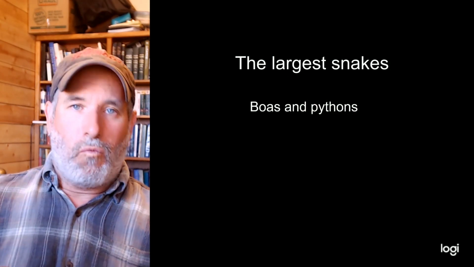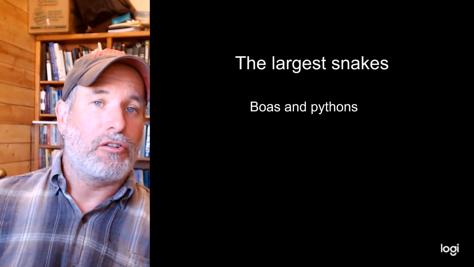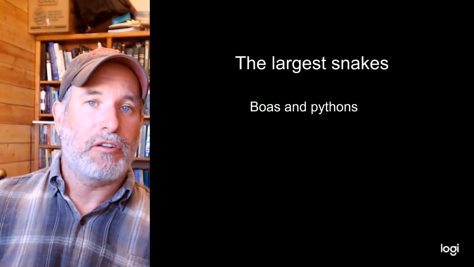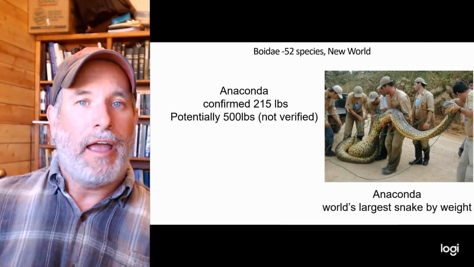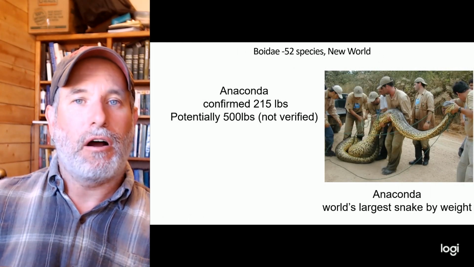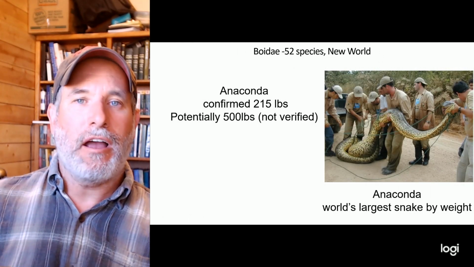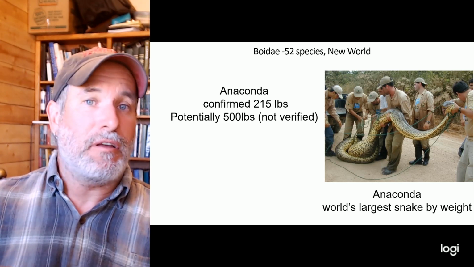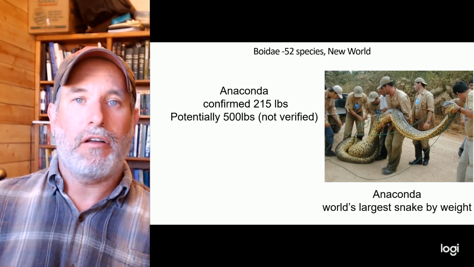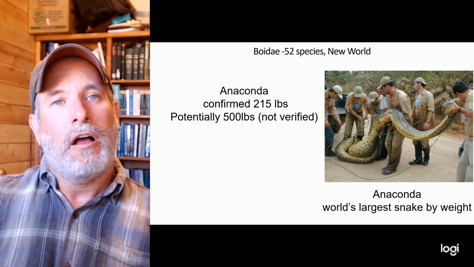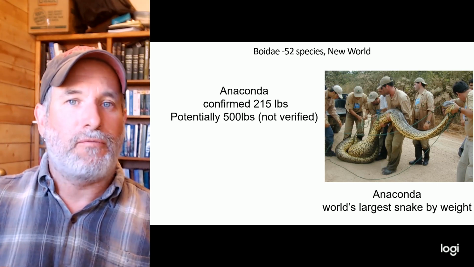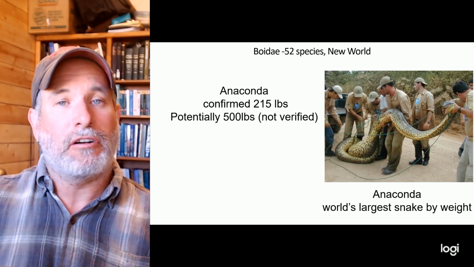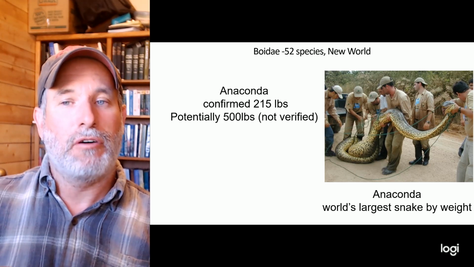Of course, we're more obsessed with what are the largest snakes. And of course, these are the boas and the pythons. And let's start with the boas. Anacondas are by far, well, I wouldn't say by far, they are the heaviest snake. They might not be the longest snake, but they are the heaviest snake in the world. There are unconfirmed reports of anacondas weighing up to 500 pounds. However, there are confirmed reports much less, around 200 pounds.